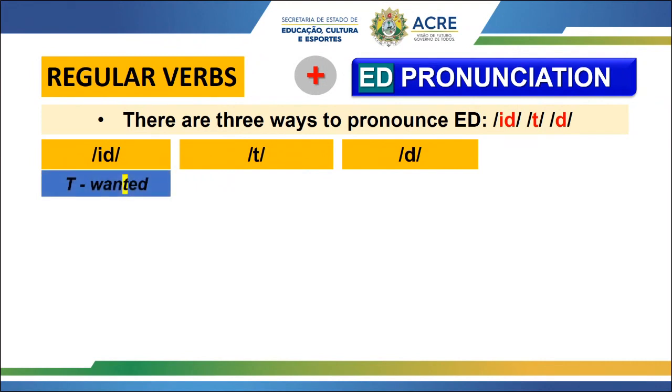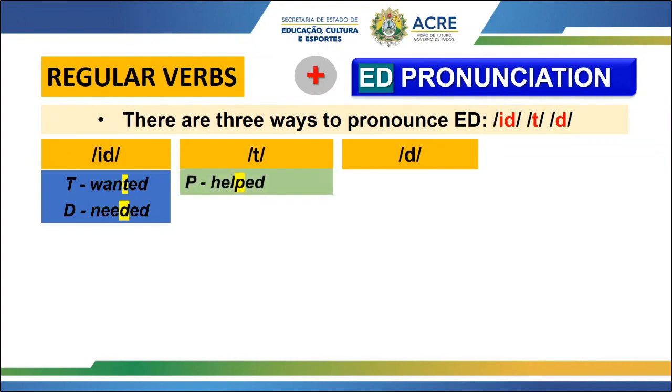For example, when the verb ends with letter T, for example, wanted. Repeat after me. Wanted. When the verb ends in letter D, needed. Needed. I wanted, you needed. Now with this sound of T, right? For example, when it ends in P, helped, talked. This is a T sound, okay? Like s, kiss, kissed.